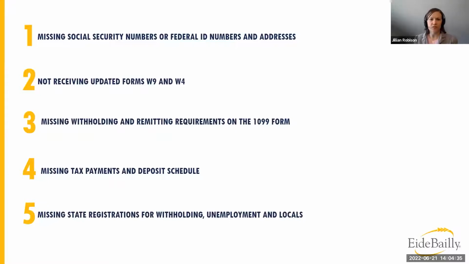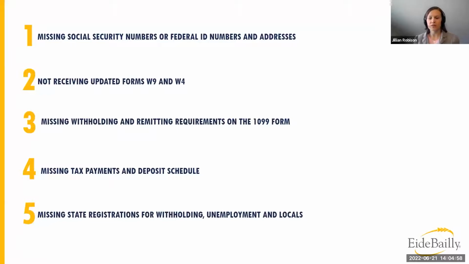And then missing withholding and remitting requirements on a 1099 form. That all goes in the same bucket of not having the right information. The main one I see with withholding on 1099s would be a 1099-R, which is a retirement form. If you're not aware that you need to withhold, or that you did withhold, and then you don't know how to remit by the end of the year, that could be a real big mess.